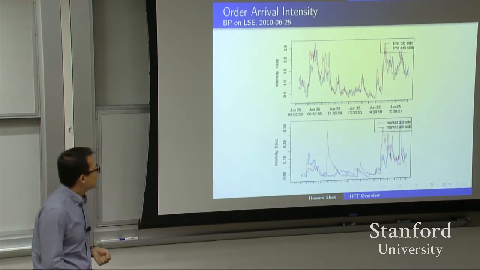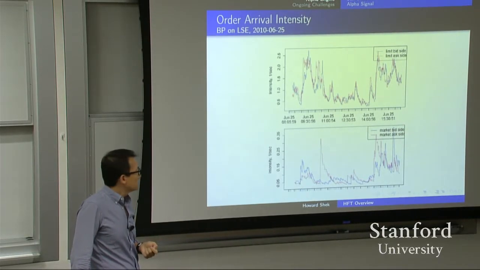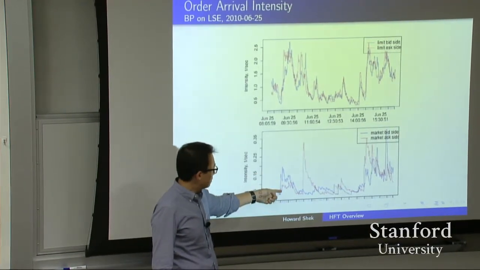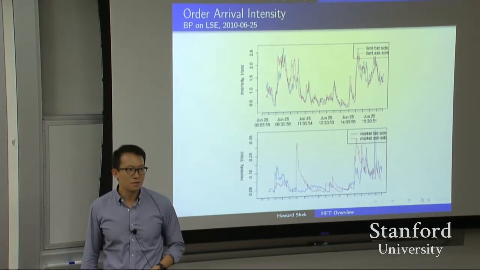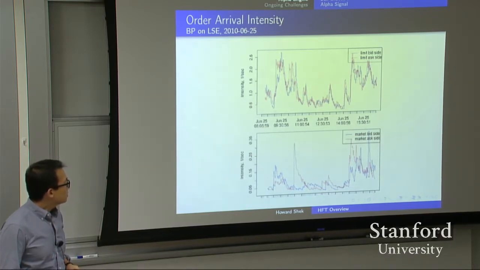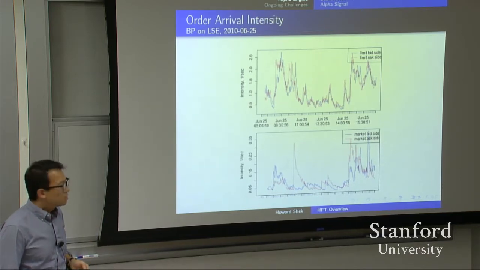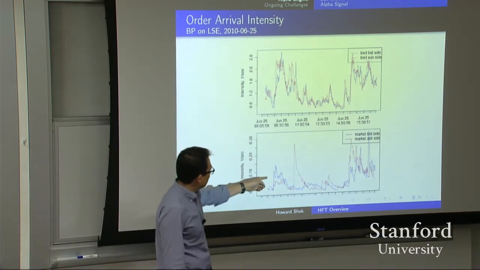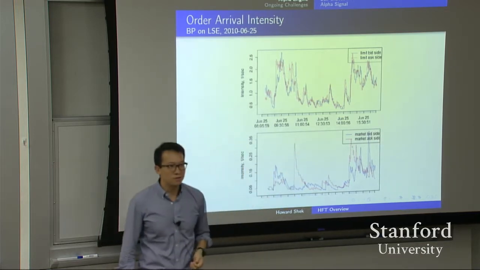The second thing you notice is the cross effect, the cross excitation of the intensities. An uptick, in this case, of the bid side intensity is followed by also a very small uptick on the sell side. The third characteristic is that the decay of this intensity is somewhat exponential. It picks up and it decays in an exponential kind of fashion.